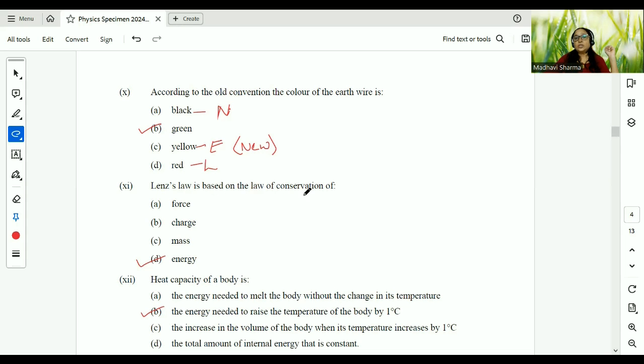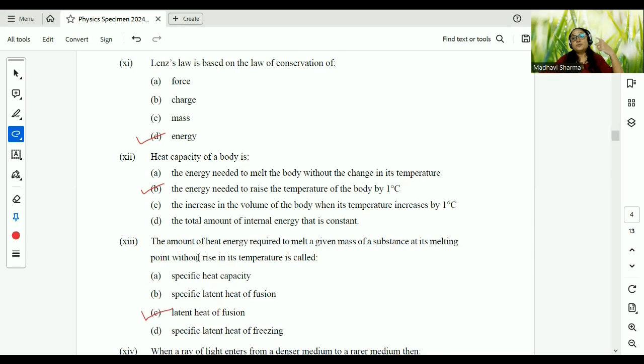Lenz's law is based on the law of conservation of energy. Yes. It opposes the cause producing it. Heat capacity is the energy needed to raise the temperature of the body by 1 degree Celsius. Remember, C dash is what? MC. The temperature is not given because delta T is nothing but 1 degree Celsius or 1 Kelvin. When you multiply 1 with anything, it is the same number, right?